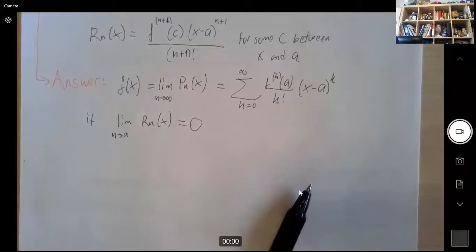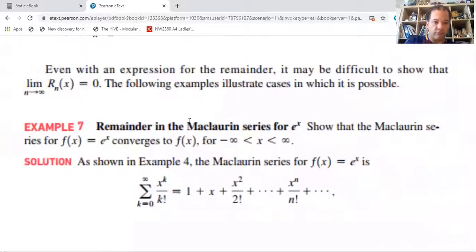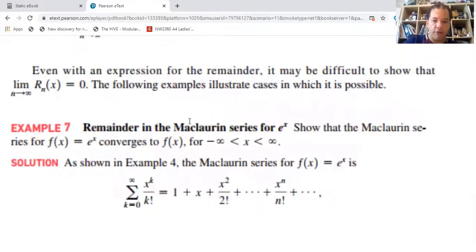So let's do example 7. So this is page 738. Let me put it on the book. All right, so this is what we want to show. We want to show that the Maclaurin series for e to the x is equal to e to the x when we are between negative infinity and infinity. So all over the place, all right? So that's what we want to show. Example 7.